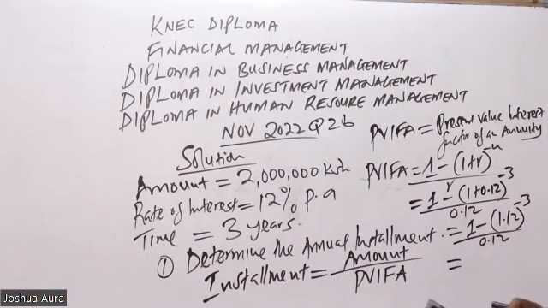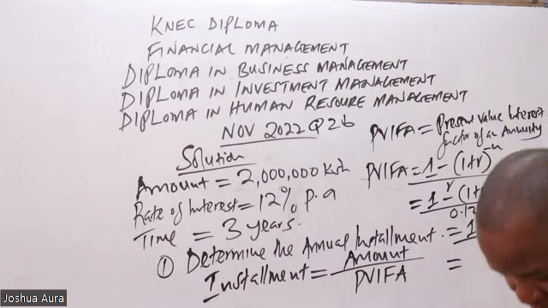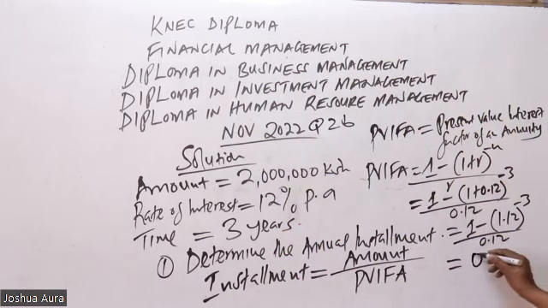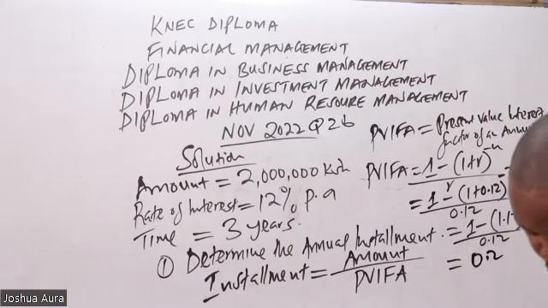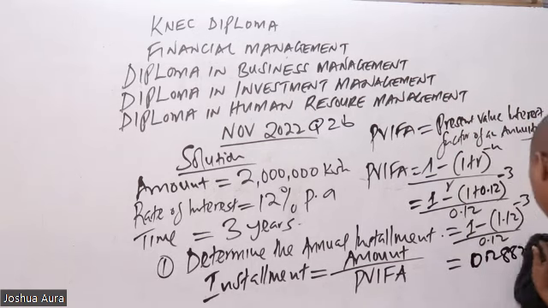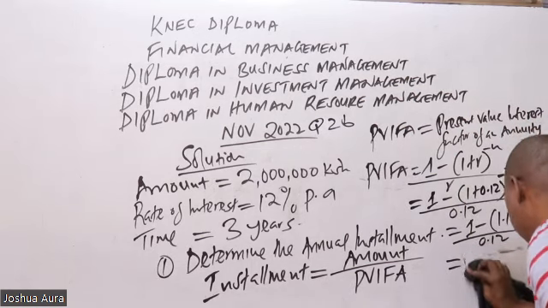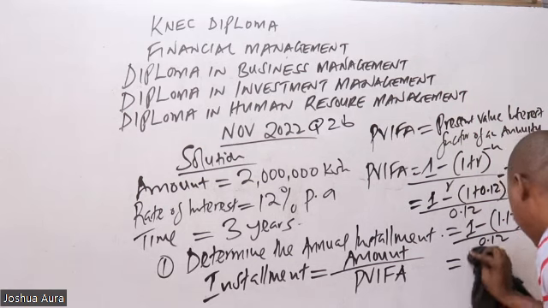So we'll take 1 minus, open the bracket, 1.12, close the bracket. You raise that one to minus 3. So what is the numerator figure? I'm getting 0.2882. Let me write this figure properly so that it can be seen clearly.